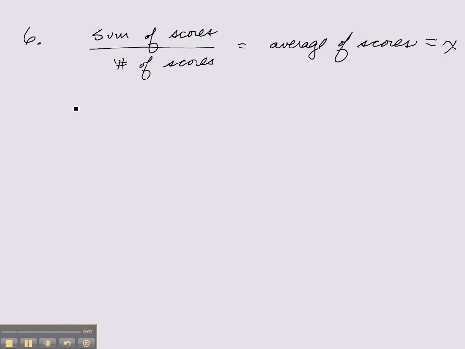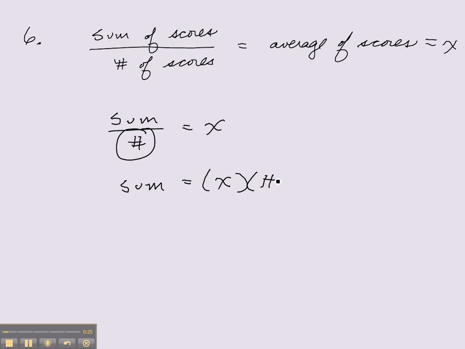Okay, back to test 2, section 5, number 6. Let x represent the average of scores. And we know that we find the average by taking the sum and dividing by how many there are. So let's just condense this a little bit. Now what happens when we multiply both sides by the number of scores? That's just the sum. Answer choice E.